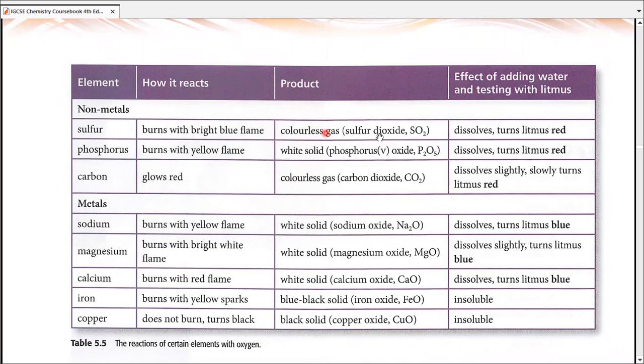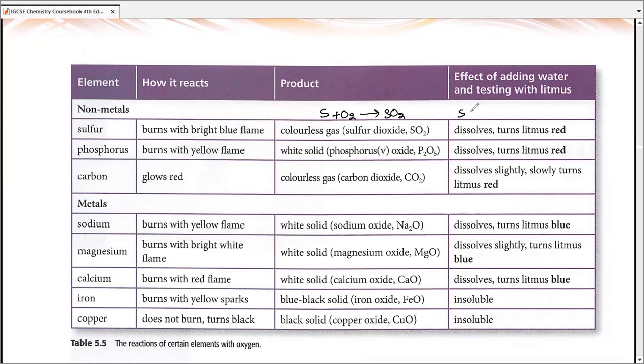It produces a colored gas that is sulfur dioxide. Let's write the reaction. This is S plus O2 that gives us SO2. Now, effect of adding water in testing with litmus. Remember, we can't test a litmus paper for solids. It can only happen for aqueous solutions in specific. Now, sulfur dioxide is soluble in water.